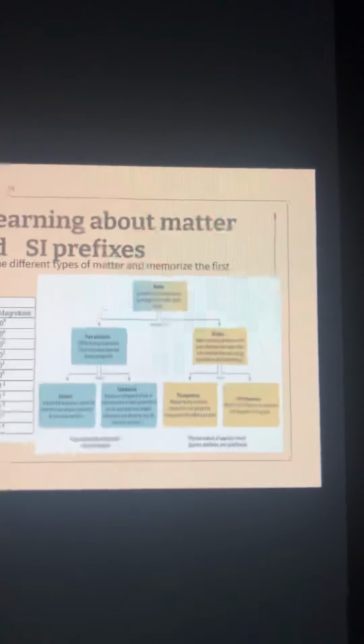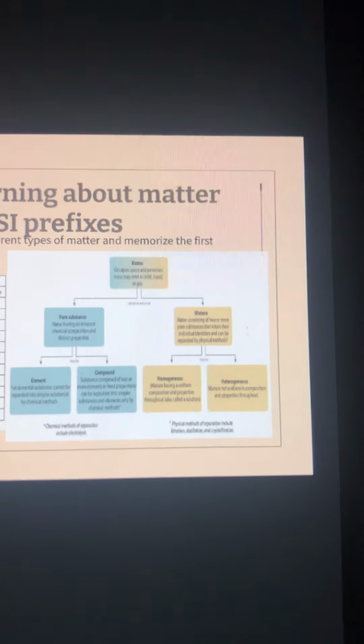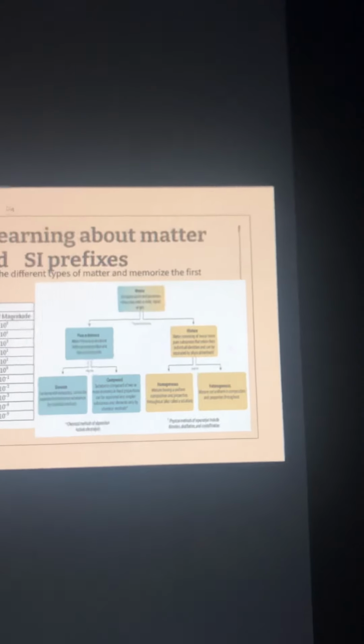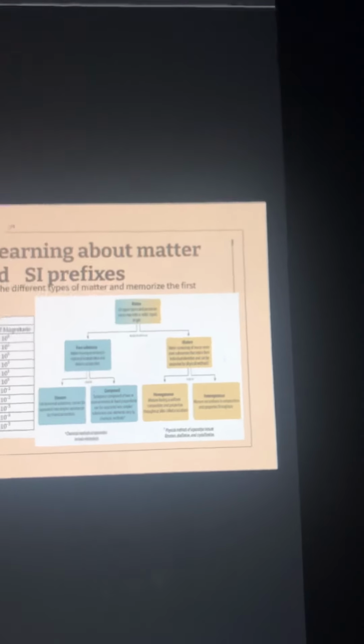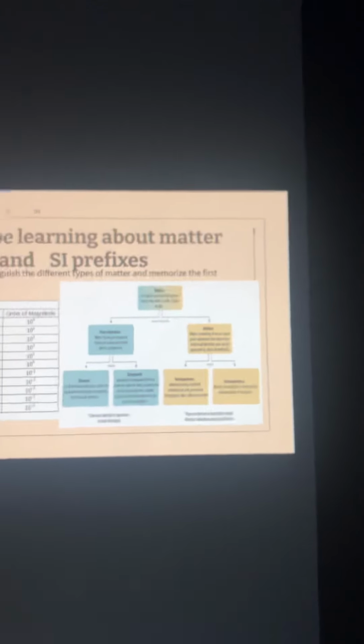So here we have a larger, more in-depth chart. At the top is matter. Then we have pure substances and mixtures. Some might ask what the difference is, and the difference is mixtures can be physically separated and pure substances cannot.